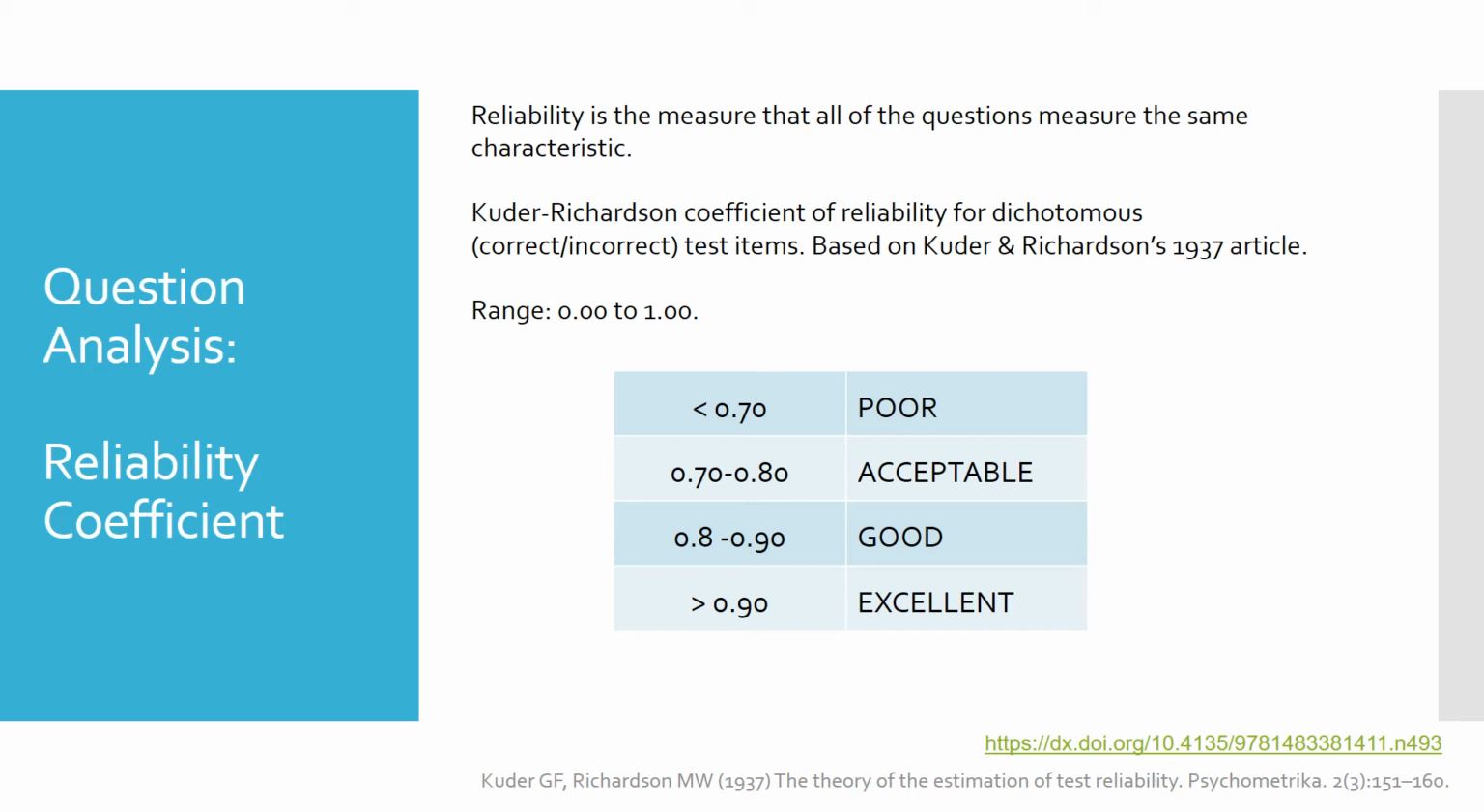If we are looking at our Kuder-Richardson coefficient, we want to see it in the range between 0 and 1, but what we really want is to see it above 0.8. If our reliability coefficient is above 0.8, that is very good. If it's above 0.9, that means it has excellent reliability. So it's a very good and reliable exam, measuring exactly what we have intended it to.